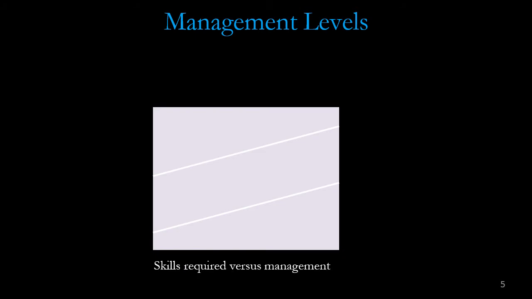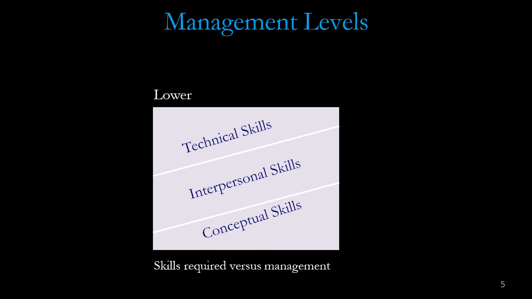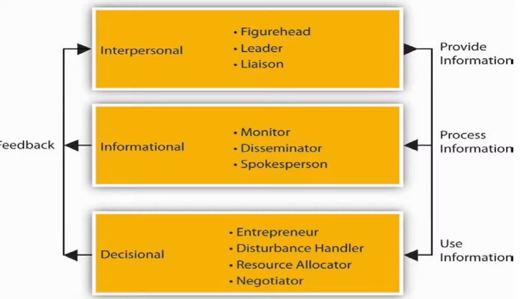So who would need which skills, and to what extent? We know that there are three levels of management: the lower order or supervisory level, the middle management, and the top management. The lower management needs more technical skills, the middle management needs more or equal measures of all the skills but more interpersonal skills, and at the top level we would need more conceptual skills.